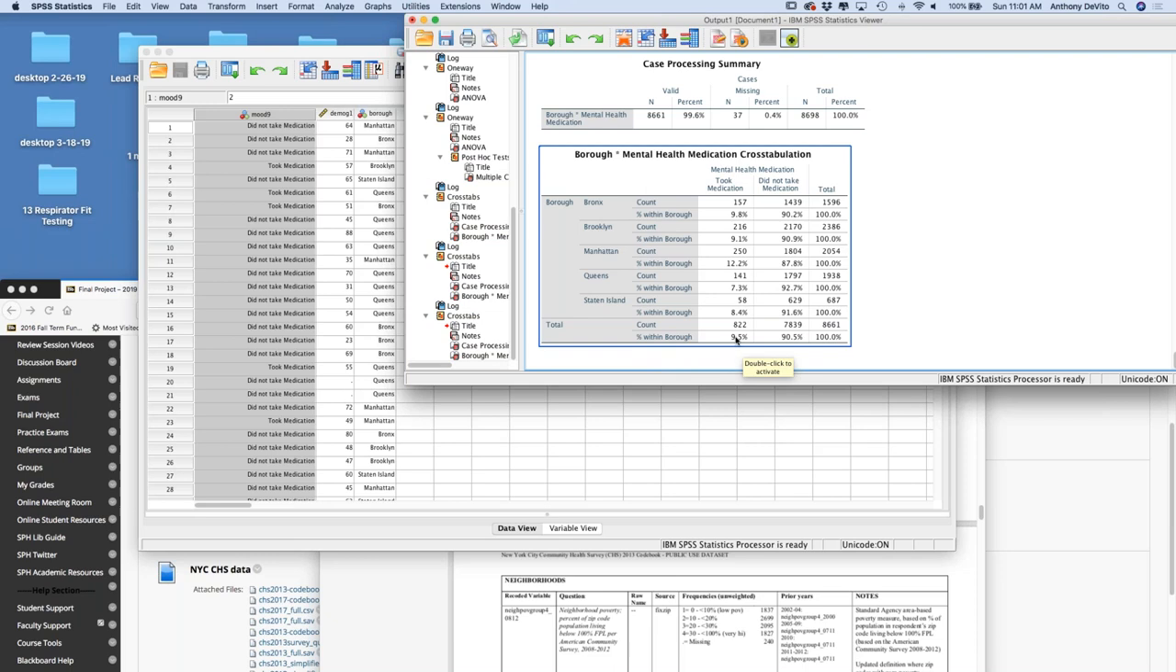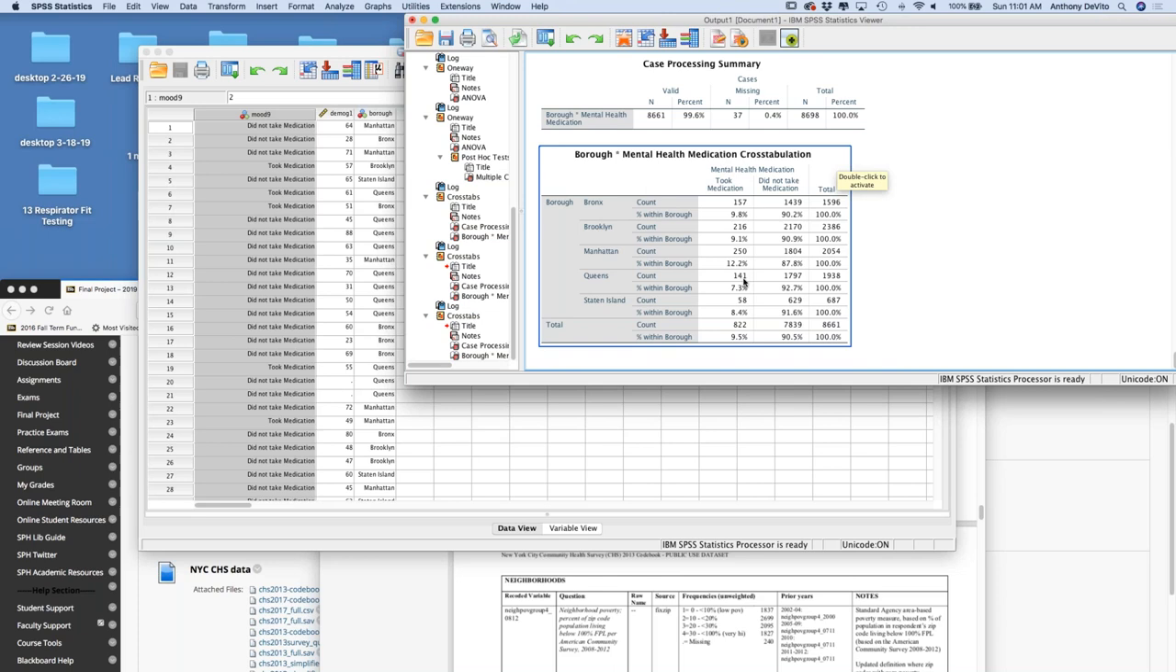That's pretty interesting, right? And now I can see that, wow, Manhattan, well, what's going on there? Perhaps people in Manhattan are more affluent, maybe they have access to better health care. I'll leave that up to you to speculate about. So how about Brooklyn? My null hypothesis here is that there's no association between the borough you live in and how likely it is that you're going to take medication for a mental health issue. It's looking like maybe that's not true, that maybe I can reject the null hypothesis.